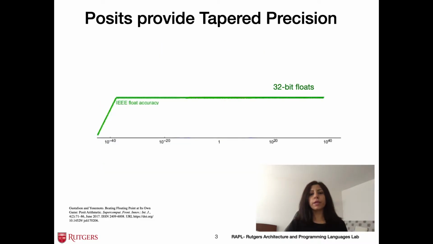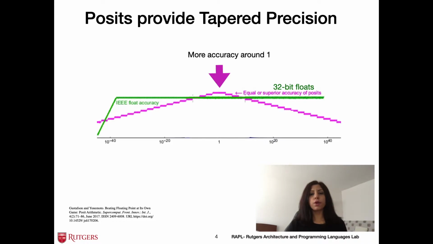One of the cool properties of posits is tapered precision. That is, based on the range, the number of precision bits changes. IEEE floating point provides a fixed number of precision bits for all normal numbers, whereas posits provide more precision bits for numbers near 1, and the number of precision bits reduces as we go further away from 1.